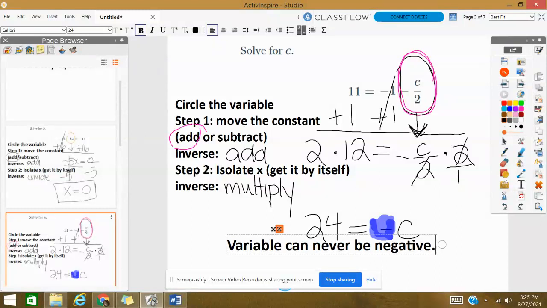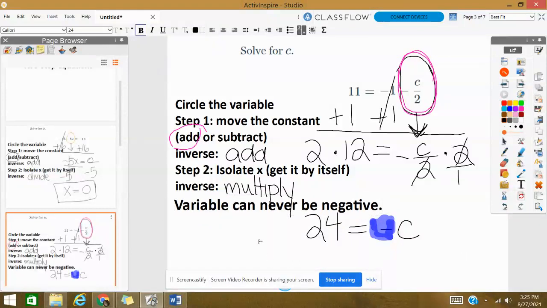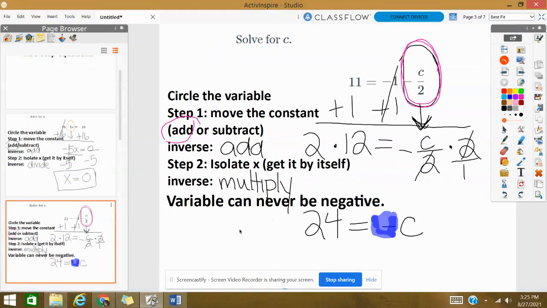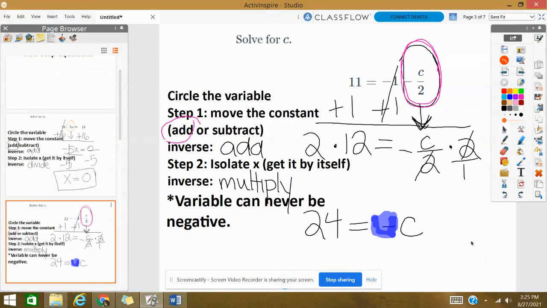Okay, so in order to solve for this, hold on one second, I want to put a star here, make sure everybody. So in order to solve for this, because I'm not done, I have one more step left to do, and that is going to be to divide by -1.